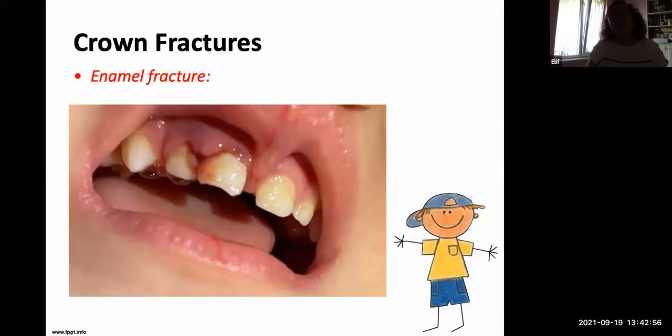Here we can see an enamel fracture on this tooth, 51, and we see the fracture is confined to enamel. And also there is an accompanying luxation injury, which we will talk about in further slides.